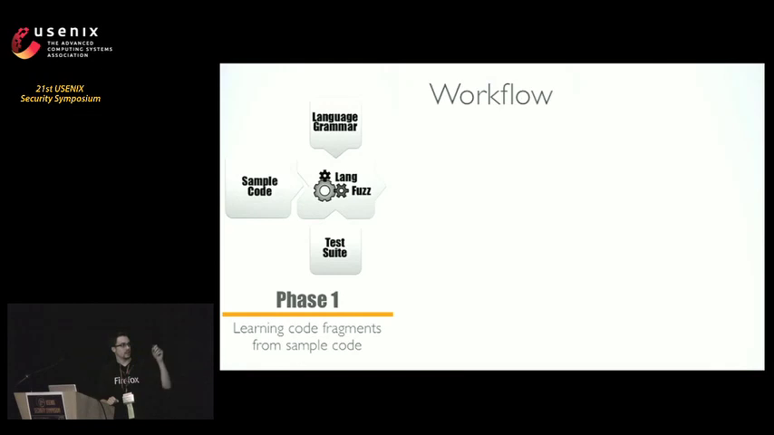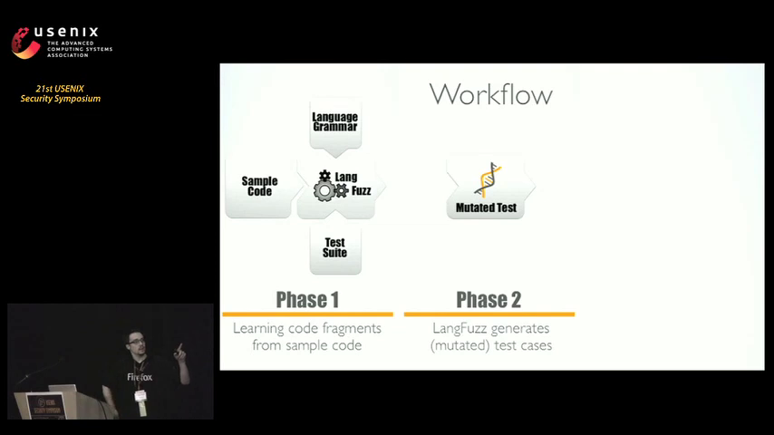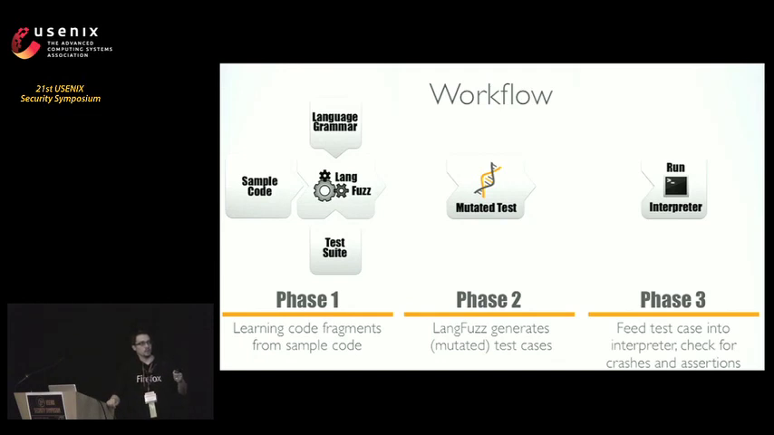All right, so let's take a look at the workflow of how LangFuzz works. In phase one, you give LangFuzz a language grammar and a sample code and test suite, which are both written in the target language. In fact, these can even be identical. In this phase, LangFuzz will learn code fragments from the sample code, and we'll see in a bit how that works. In the second phase, LangFuzz generates mutated tests using the test suite. And in the third phase, LangFuzz will run this mutated test in the interpreter and see what happens, for example, if there's a crash or an assertion.